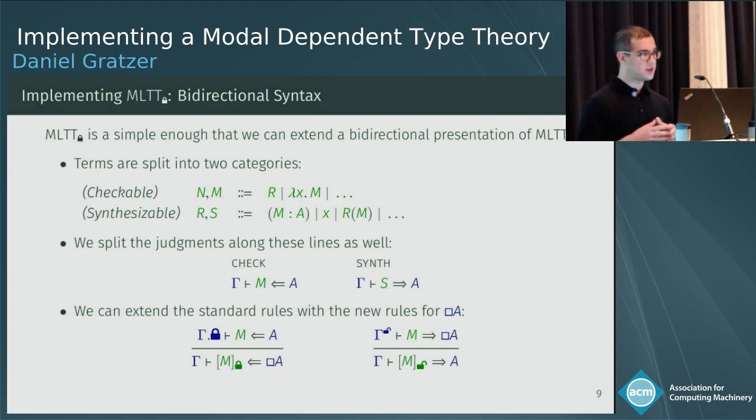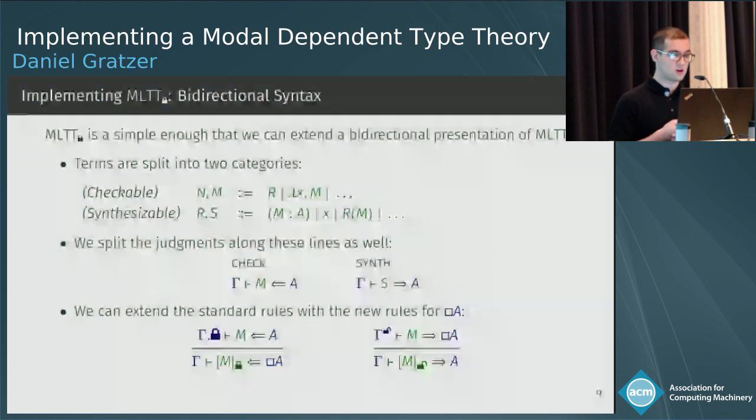And within this framework, we can add two new rules corresponding to the two new connectives for box. We add a checking rule for lock and a synthesis rule for unlock. And this corresponds to the general intuition that we have with type theories, that we check intro forms and synthesize elimination forms. More details on this in the paper, of course.